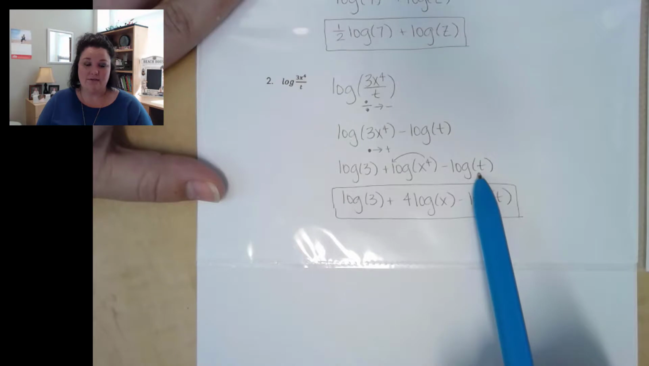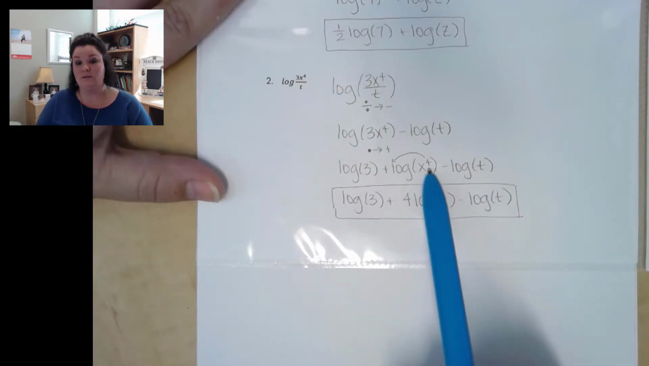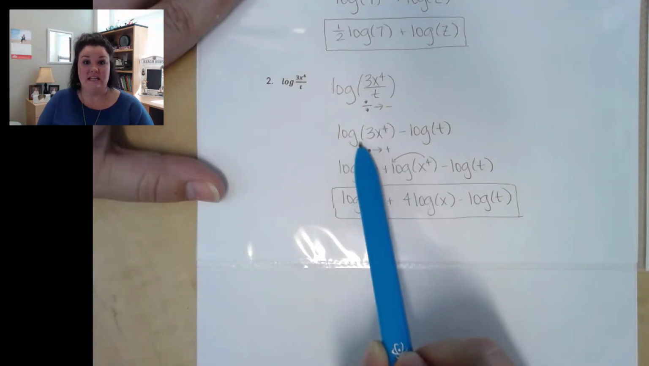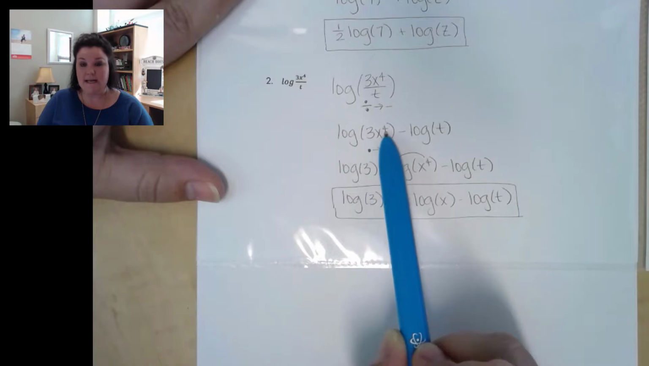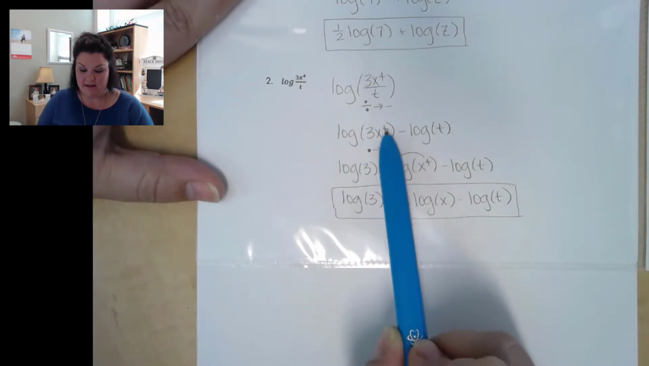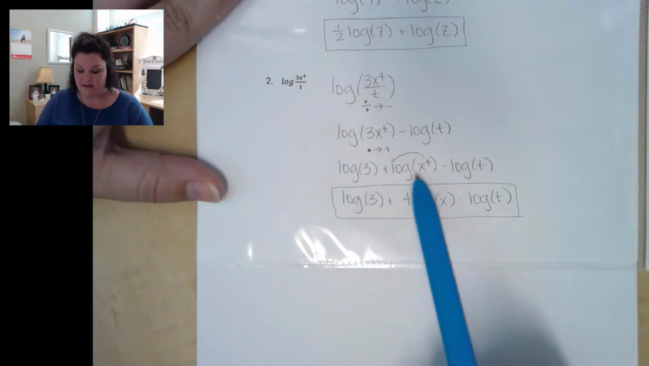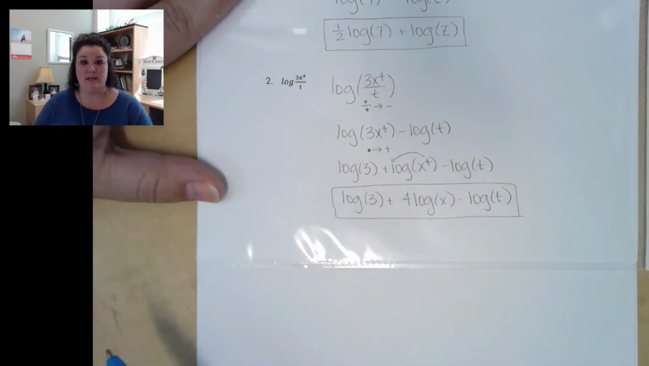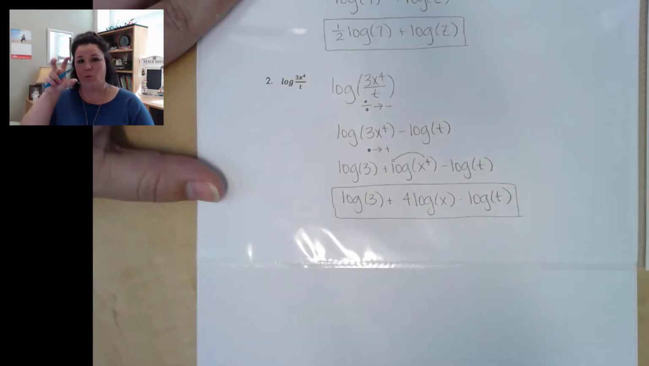And then the last thing I have to do is to take that exponent, which was applied only to the x, and bring it out front. So don't bring the 4 down at this step because the 4 is only an exponent on the x, not on the 3. So you can't bring that 4 down until you have a log with just that x in it. Once you have a log with just that x in it, then you can bring that exponent down.